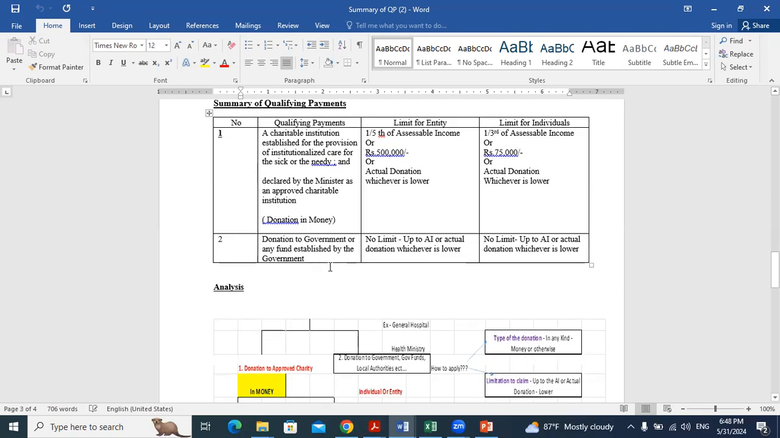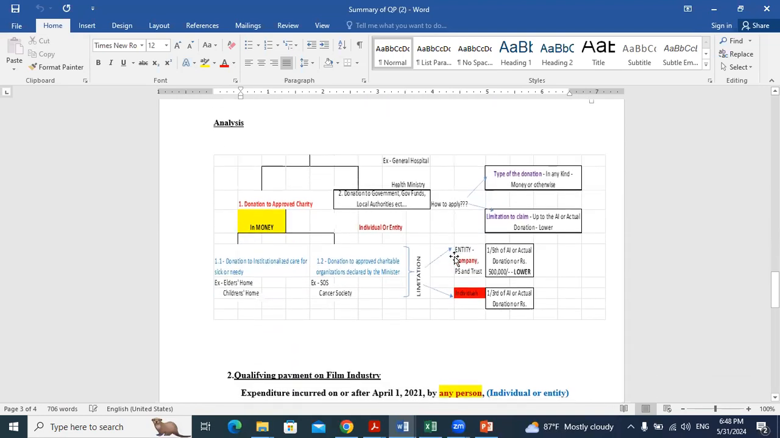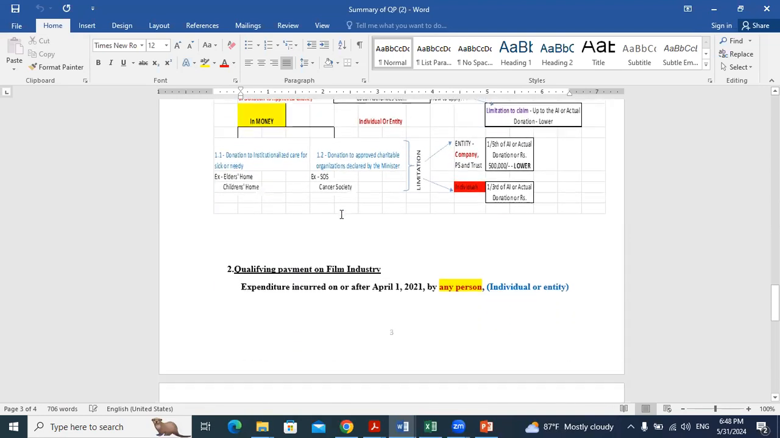The other one is donations to the government or any fund established by the government. For an individual, no limit, up to assessable income or actual donation, whichever is lower. For an entity, the limit is also up to assessable income or actual donation, whichever is lower. Thereafter, you will find an illustration, an example. So you can leisurely read it and understand.